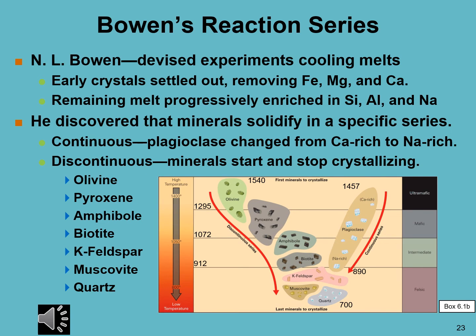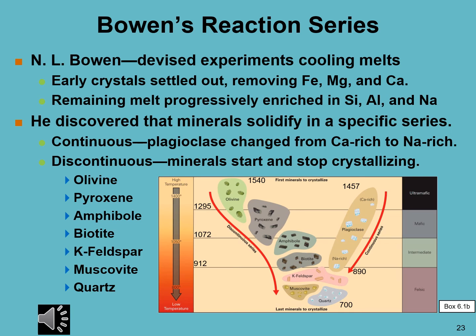Fractional crystallization was modeled after a series of experiments conducted by N.L. Bowen that he derived from heating and cooling melts. He discovered, as we mentioned on the last slide, that iron, magnesium, and calcium are removed as early mafic minerals settle to the bottom of the melt. As a result of this process, the remaining magma melt becomes enriched in silica, aluminum, sodium, and potassium, elements that will evolve into felsic minerals as the melt progressively cools.